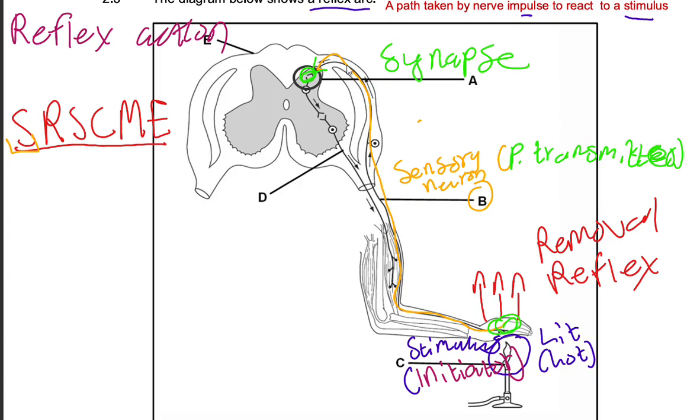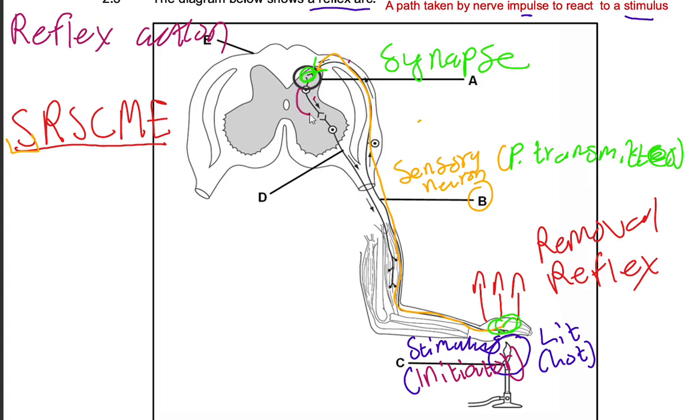That is where the nerve impulses are transmitted from one neuron to the next, all right? A synapse is a microscopic gap that allows the transmission of nerve impulses in one direction from one neuron to the next, okay? All right, which is this gap right over here, which is labeled A.